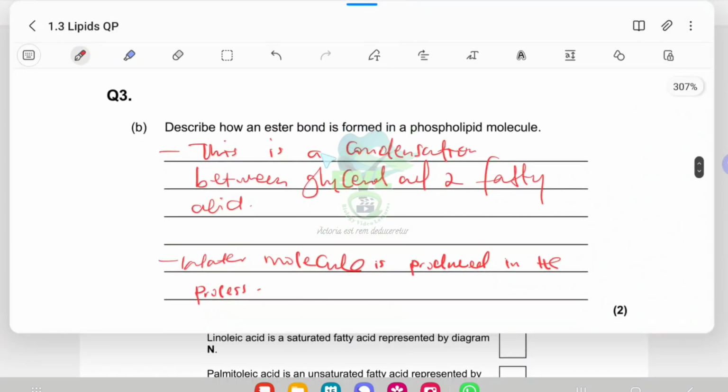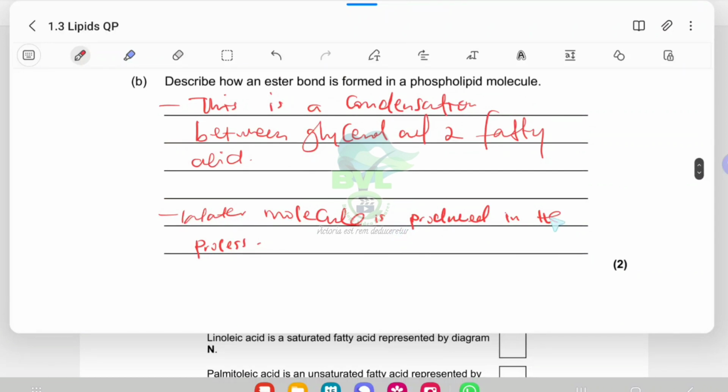So this is a condensation reaction between glycerol and two fatty acids. Pay attention to that word, two fatty acids. A water molecule is produced in the process. You can also add that a phosphate group is also added. That's fine, but this is enough for you to get your two answers, your 2 marks.